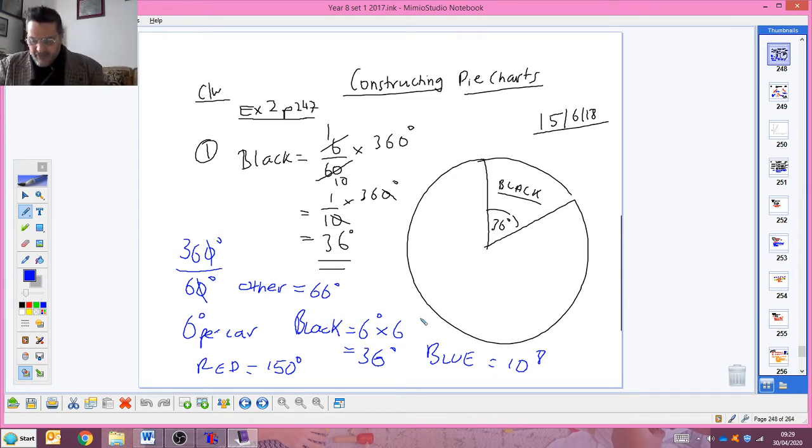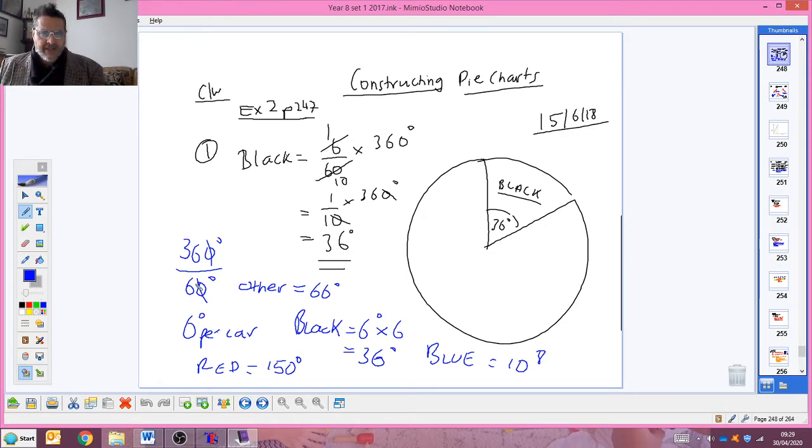So here we go. Page 247, exercise 2: Boris going to a car show just to enjoy cars, black, blue, red and other cars. This is just reading from the top, page 247. We've got to construct a pie chart to show the data in the table. They told us to work out the total number of cars.